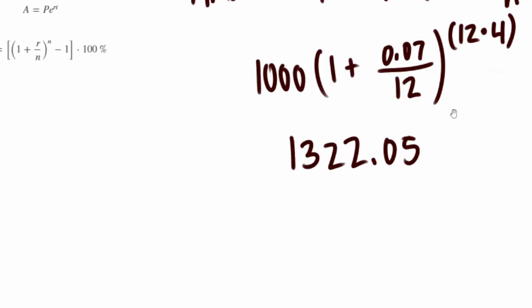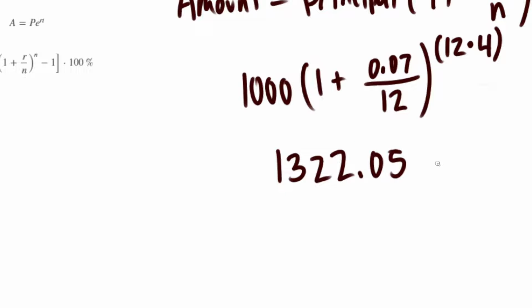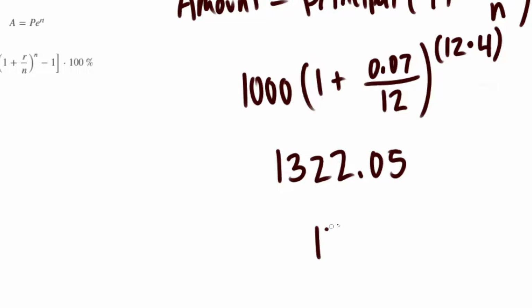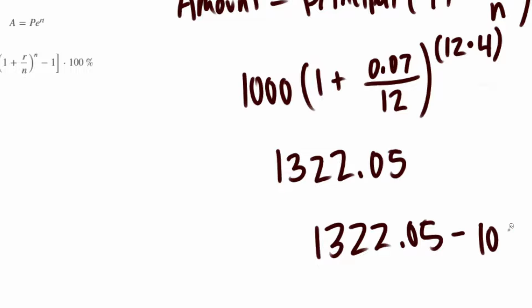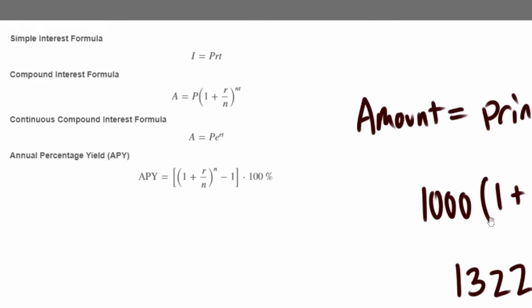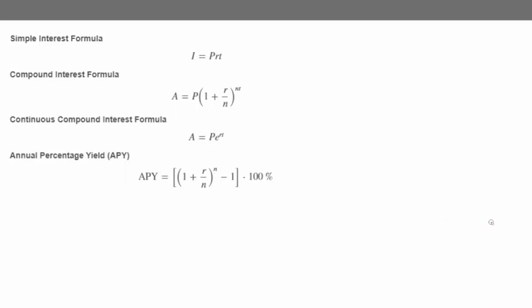And sometimes it will ask you how much interest you earned on that money. In that case, you take that amount and you minus your principal from it, which would give you $322.05 of interest earned. So that's our compound interest formula.